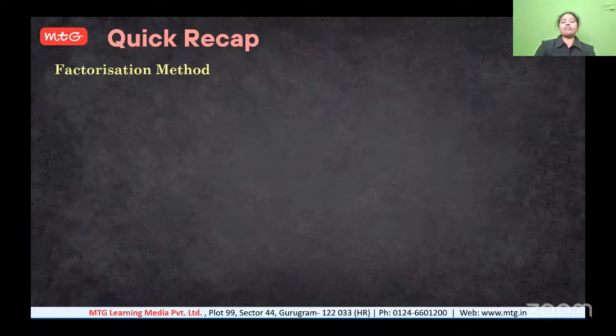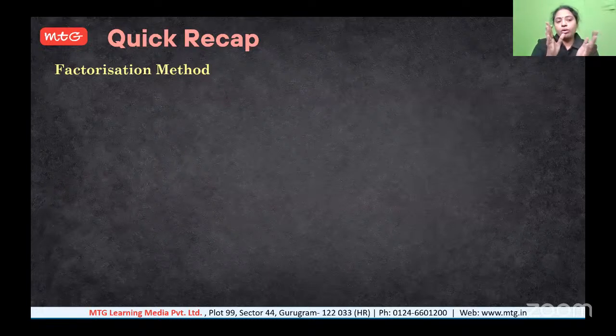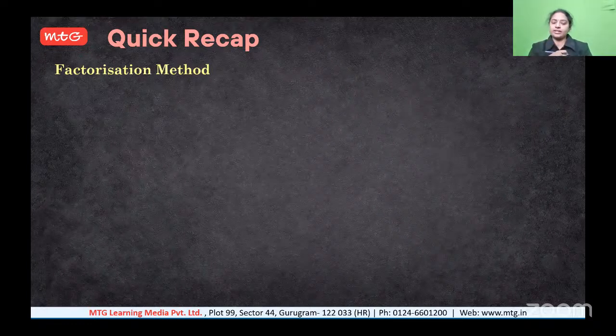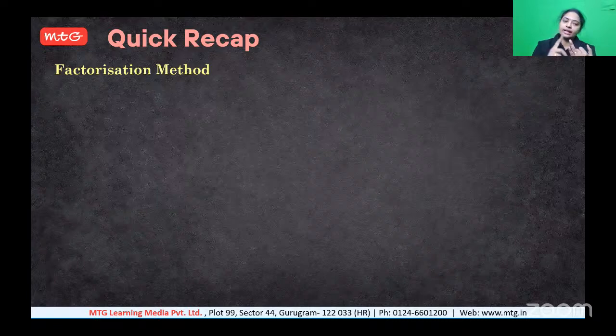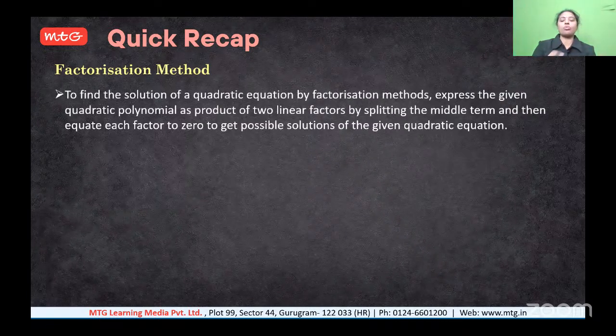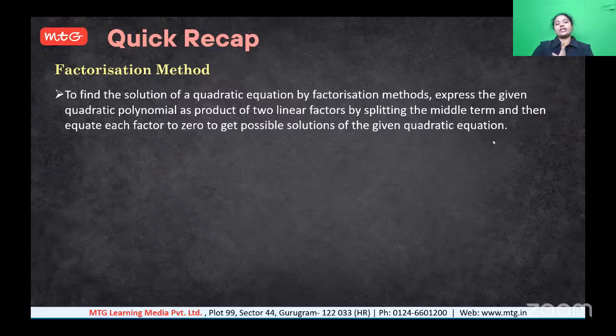Moving further, here you have factorization. What is this factorization method I was always telling? Whenever you want to find the roots or solution of a quadratic equation, we have basically two methods. What is it? First one is factorization method, the other is formula. In factorization method, to find the solution of a quadratic equation, we express the given quadratic polynomial as a product of two linear factors by splitting the middle term, and then equate each of them to zero to get the possible solutions. What is the meaning of it?